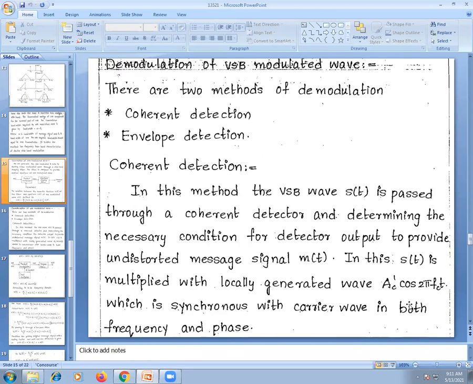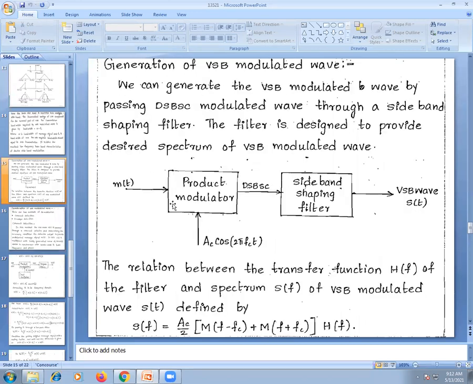Now, demodulation of VSB modulated wave. So here it is. The generation of VSB depends upon the sharpening filter, that is H of f. The filter mechanism.